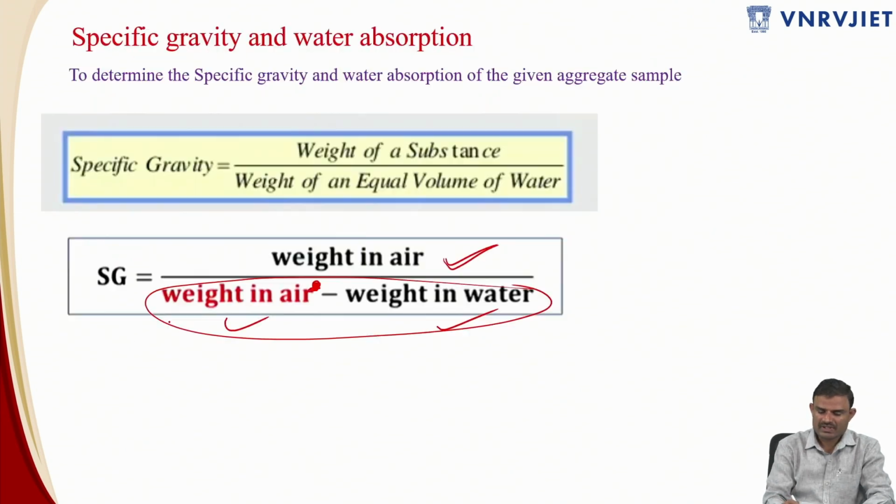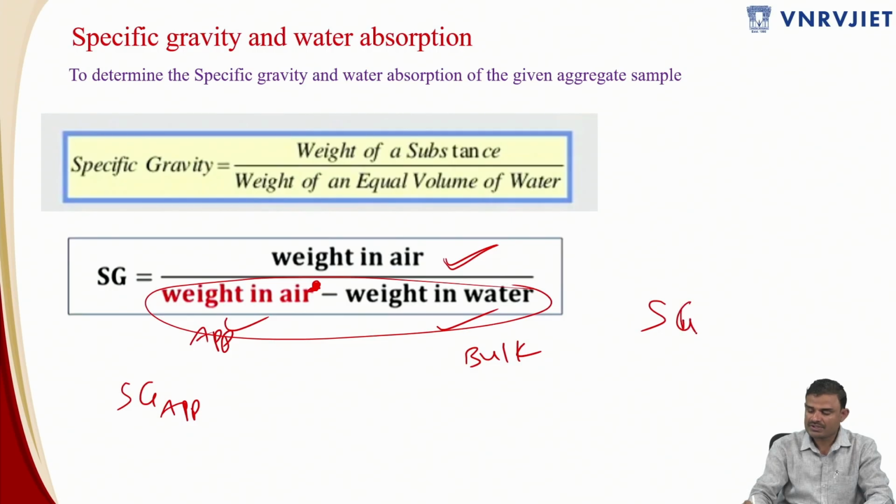So here the specific gravity is very important. We are going to have different specific gravities here. One is the apparent specific gravity, and the next one is the bulk specific gravity. Here the weight in air remains constant, which is the oven dried aggregate weight, and the denominator is weight in air minus weight in water. The only thing that keeps changing is the weight in air in the denominator, with respect to the volume.